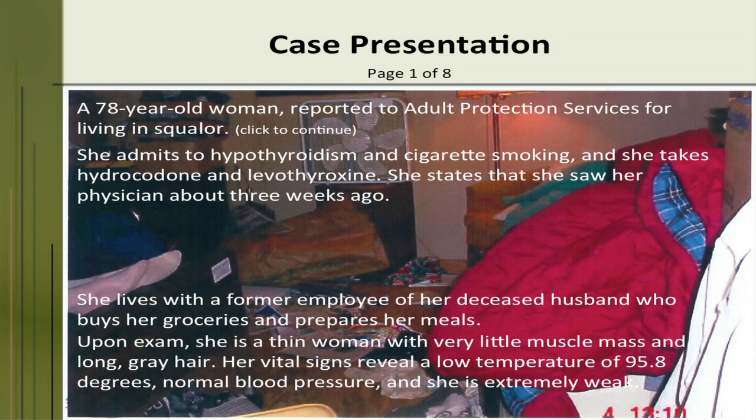Now, she admits to hypothyroidism and cigarette smoking, and she takes hydrocodone and levothyroxine. She states that she saw her physician about 3 weeks ago. She lives with a former employee of her deceased husband who buys her groceries and prepares her meals. Now, upon exam, she's a thin woman with very little muscle mass, long gray hair. Her vital signs reveal a low temperature of 95.8 degrees, normal blood pressure, and she is extremely weak.